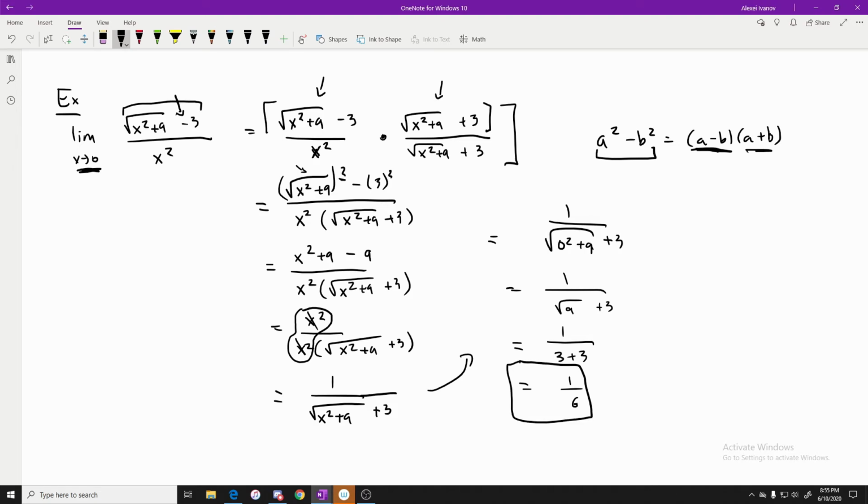So this rationalization trick is pretty useful. A lot of the times it will come in handy when you see the square root minus something or plus something. So this square root minus something right here should be a big giveaway that we are going to use this little rationalization trick.